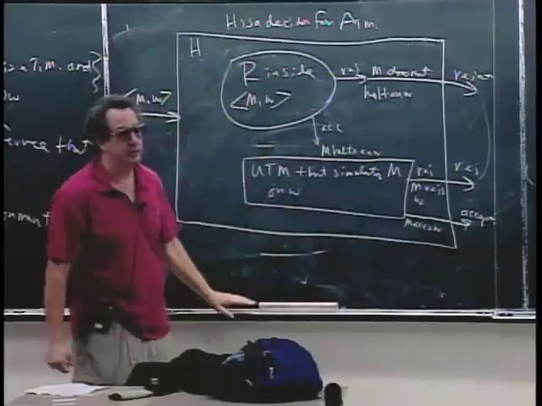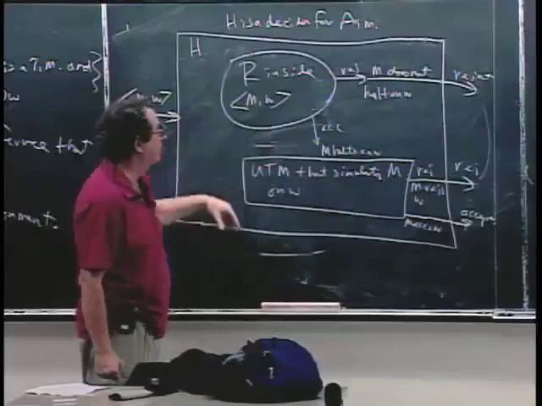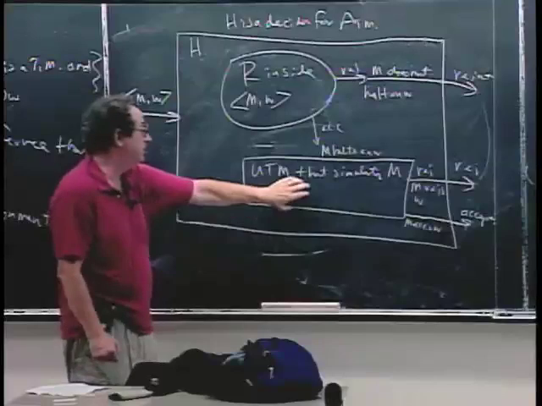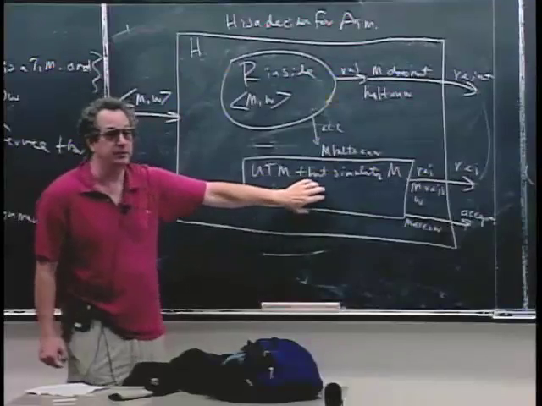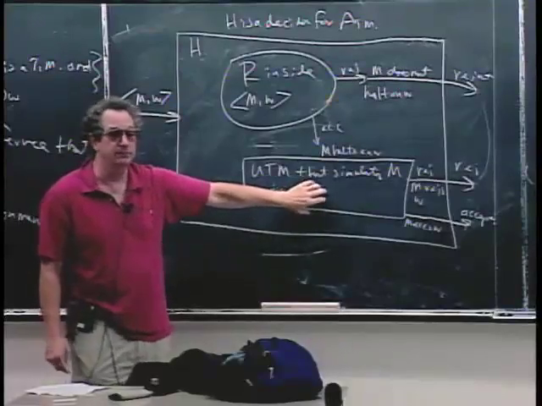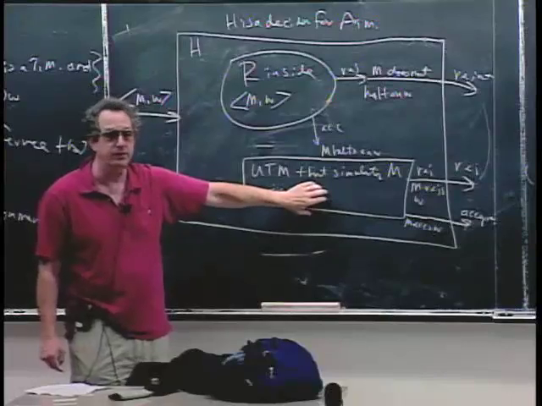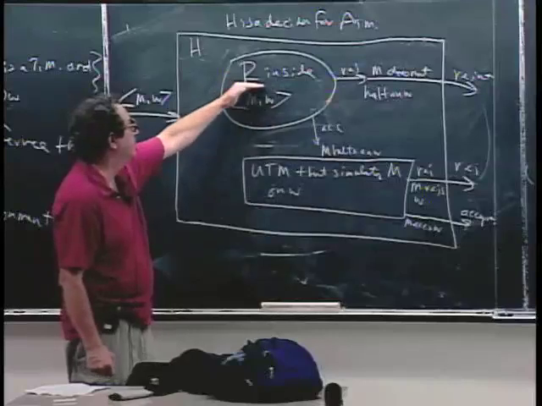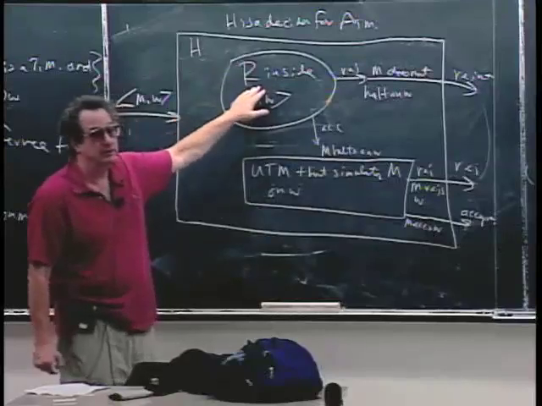But we know there is no decider for ATM. So what made this possible were these two pieces. Okay, this piece does exist. Universal Turing machines exist. So that's not the cause of the contradiction. But this was the assumption that there was a decider for R.